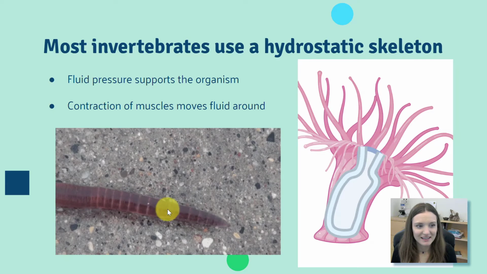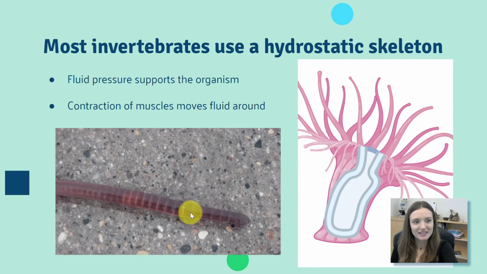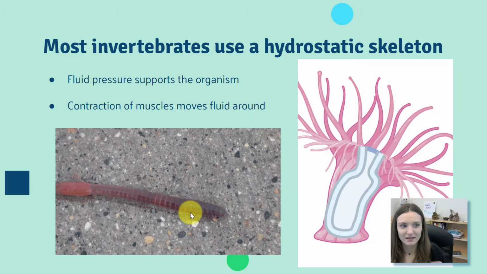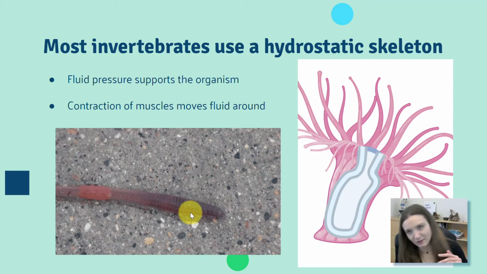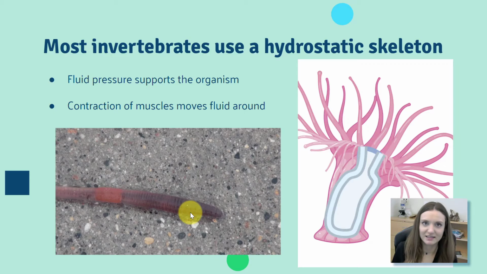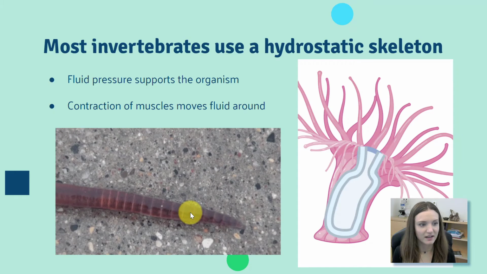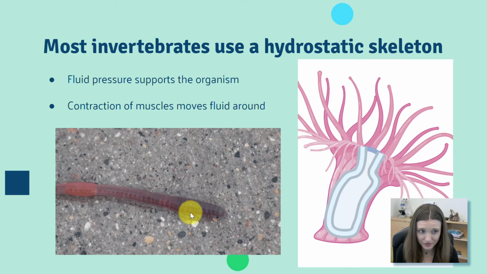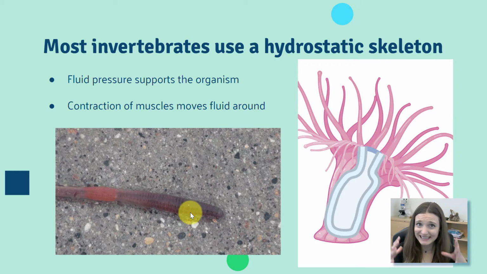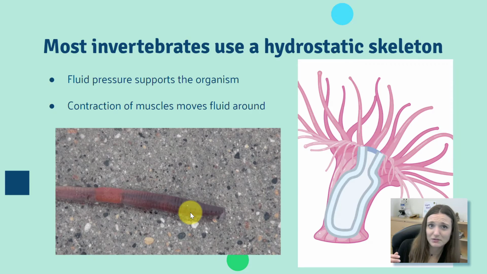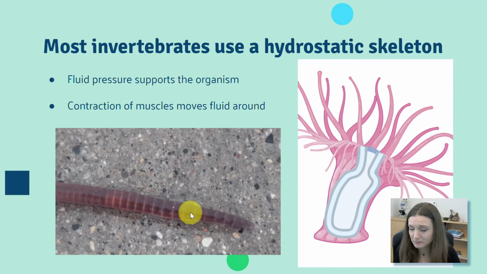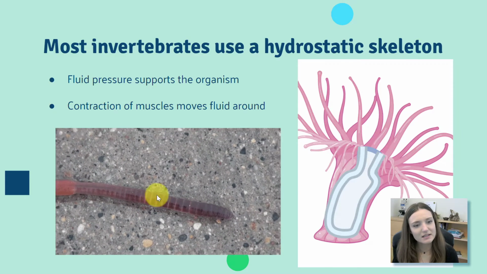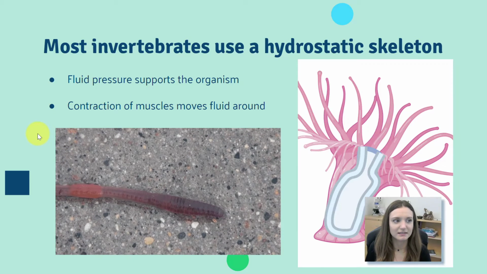So we can see they extend out and then they contract up. And if we were to see them move side to side, that would be the other muscles running along the side of the body, contracting. Okay, but there's no skeleton here. There's no hard structures. They just use that fluid-filled sac to provide pressure, and those muscles move that fluid around. So we're going to see this in most invertebrates, this hydrostatic skeleton.